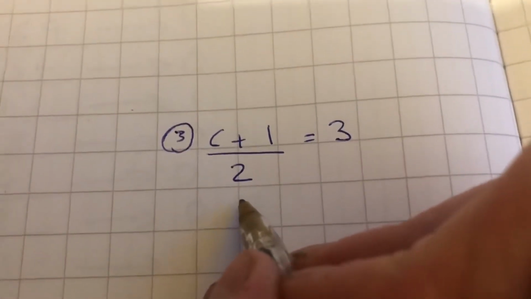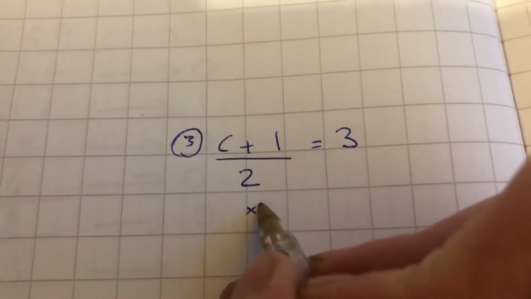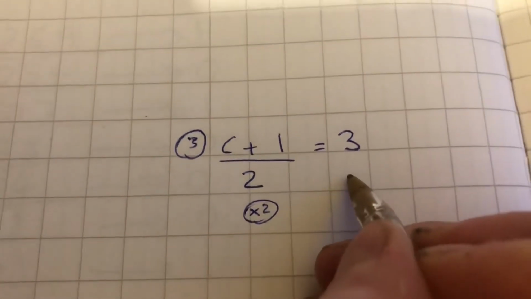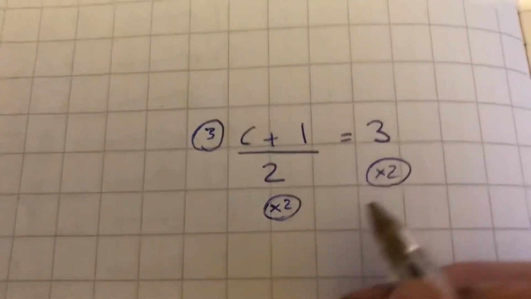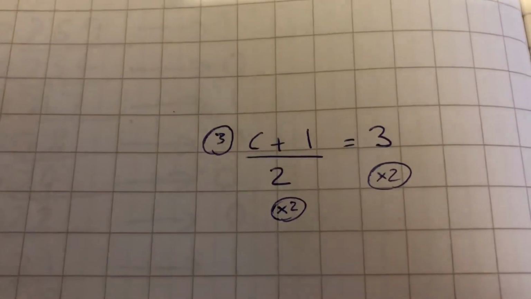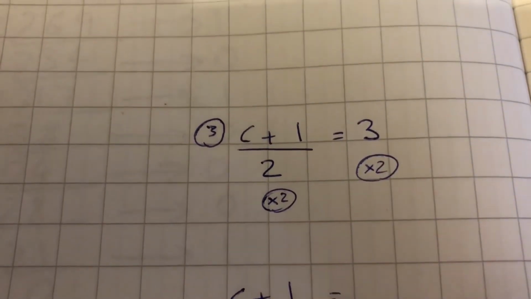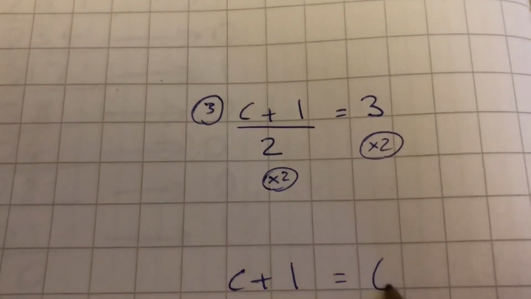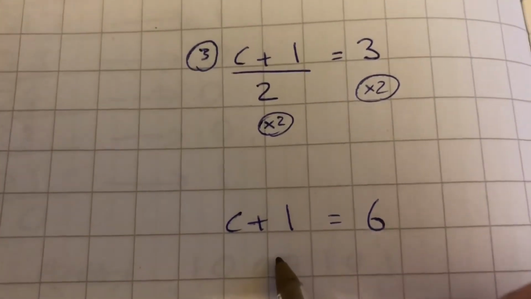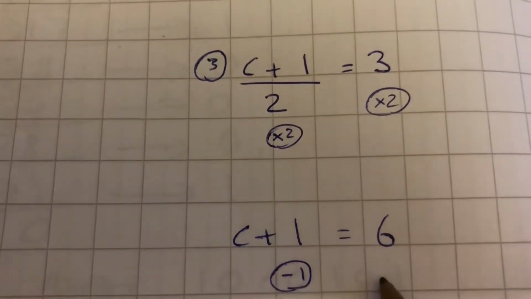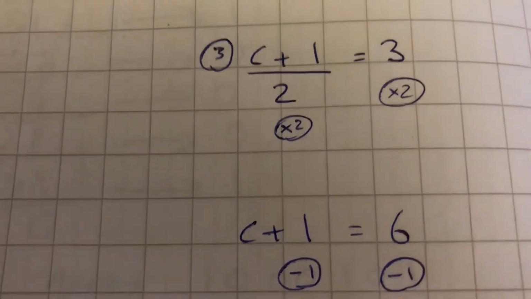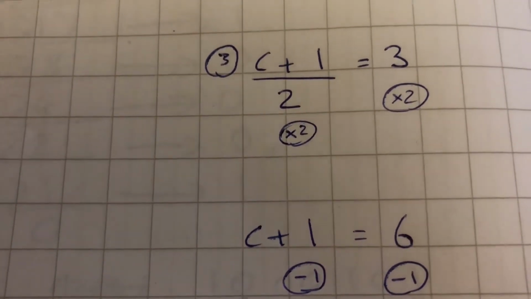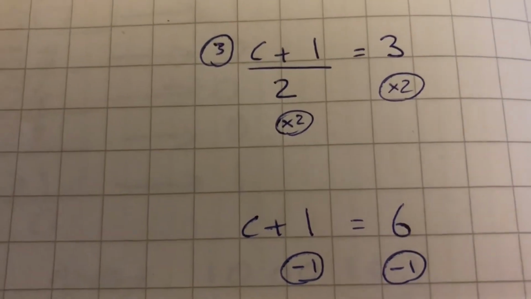When this happens, we're getting rid of the 2 on the bottom line first. To get rid of divide by 2, I multiply by 2. If I multiply by 2 on the left, I multiply by 2 on the right. So I'm left with c plus 1, because I've got rid of that 2 on the bottom, is equal to 3 times 2, which is 6. And now I get rid of that plus 1, so I subtract 1. If I subtract 1 from the left, I subtract 1 from the right. So I'm left with c is equal to 6 take away 1, which is 5.